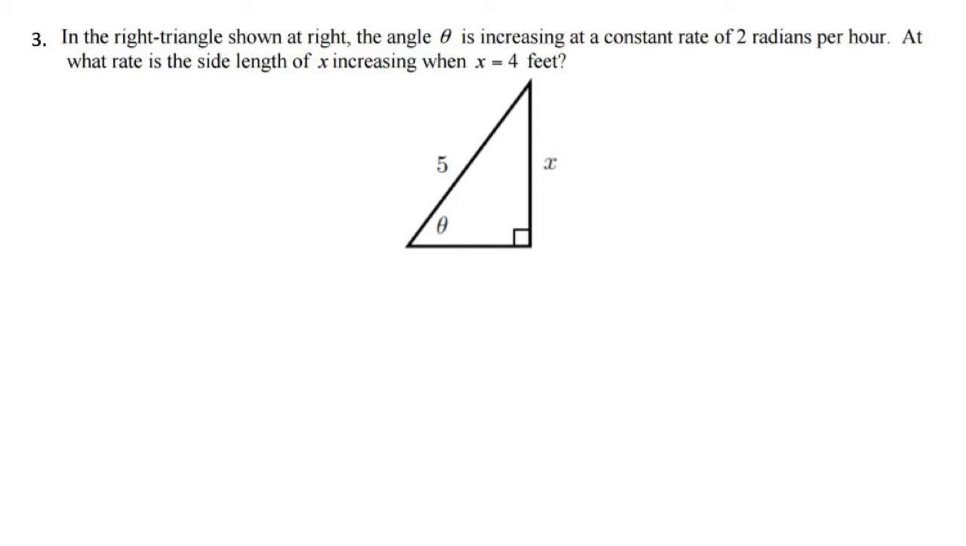In the right triangle shown at the right, the angle theta is increasing at a constant rate. So notice we've got an angle increasing at a constant rate of 2 radians per hour. So that's going to be d theta dt. It's increasing at a rate of 2 radians per hour. And let's see, at what rate is the side length of x increasing? So we're looking for a dx dt.